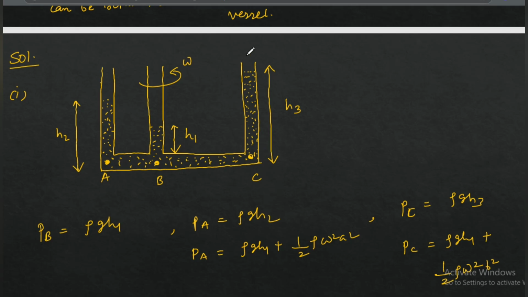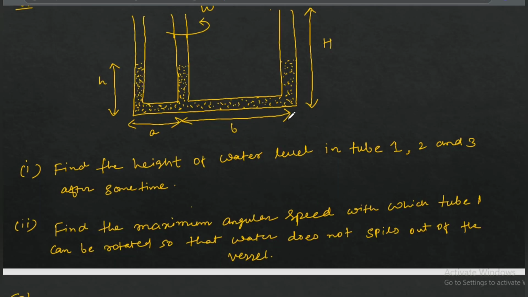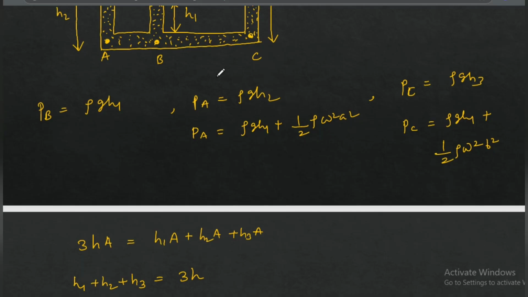Similarly PC, if you go along the vertical direction, will be rho g H3. If you go along the horizontal direction from point B, it will be rho g H1, which is the pressure at point B, plus half rho omega square B square, because this distance is B, right? This distance is B. So now these two will be equal and these two will be equal, right?